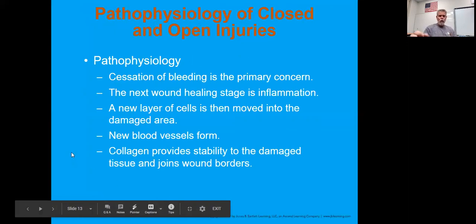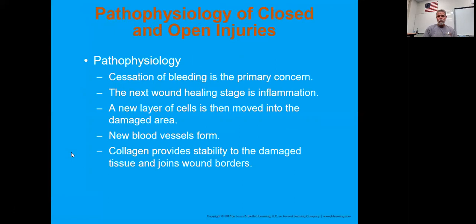So the difference between an open and a closed injury, obviously, is that an open injury is something that's pierced the skin. You can see the blood coming out of it, versus a closed injury, which is still an area of concern, yet we may not be able to identify everything that's actually injured inside the body. So cessation of bleeding, that's your primary concern, right? Direct pressure, potentially even a tourniquet.